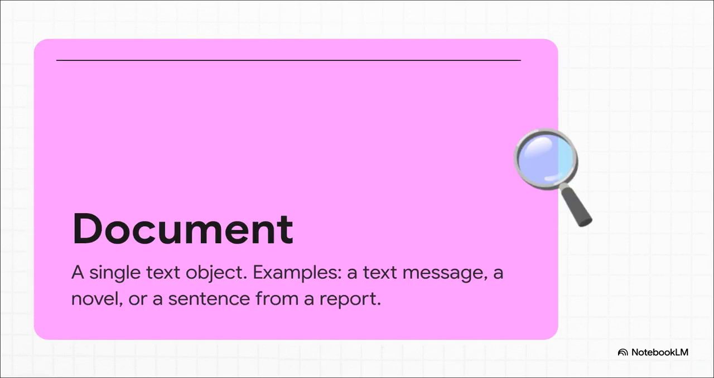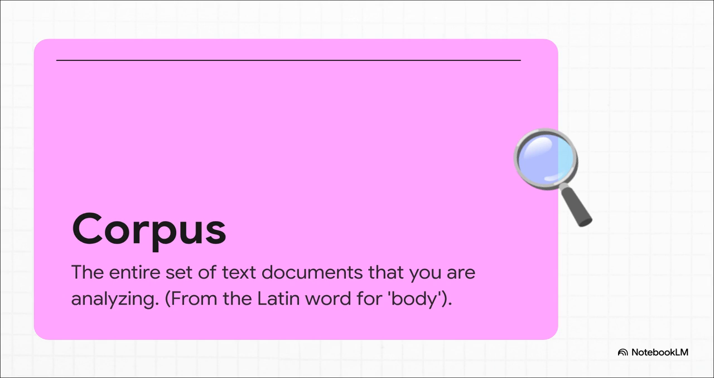Let's start with the basics, our fundamental unit of work, the document. This is a single piece of text. It could be super short, like a text message, or a single sentence from a report, or it could be massive, like an entire novel. Now, when you get a whole collection of these documents together, that's what we call a corpus. It actually comes from the Latin word for body, and that's a great way to think about it. This is the entire body of text that we're going to feed into our assembly line.